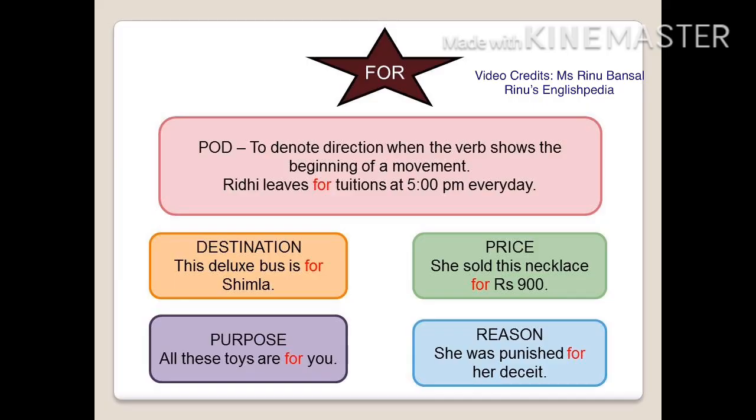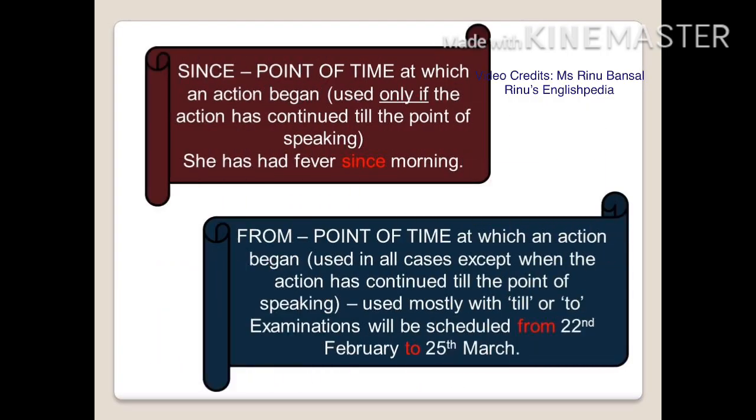Purposes can also be depicted by the preposition for. All these toys are for you. And finally, it denotes reason. The example is, she was punished for her deceit. Let us also understand the difference in the prepositions since and from. Since only refers to the point of time at which the action began. It is used only if the action has continued till the point of speaking.